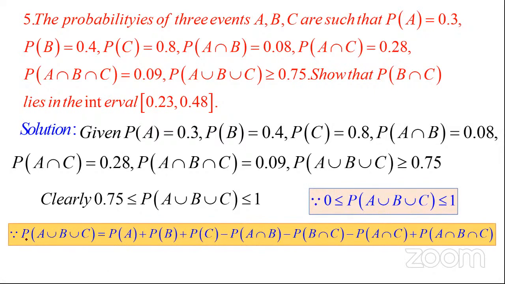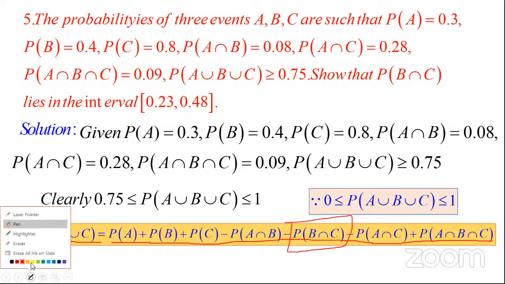P of A union B union C equals P of A plus P of B plus P of C minus P of A intersection B minus P of B intersection C minus P of A intersection C plus P of A intersection B intersection C. This is the formula, so we have to use it. We know all of the values, so we just substitute there and find this value.